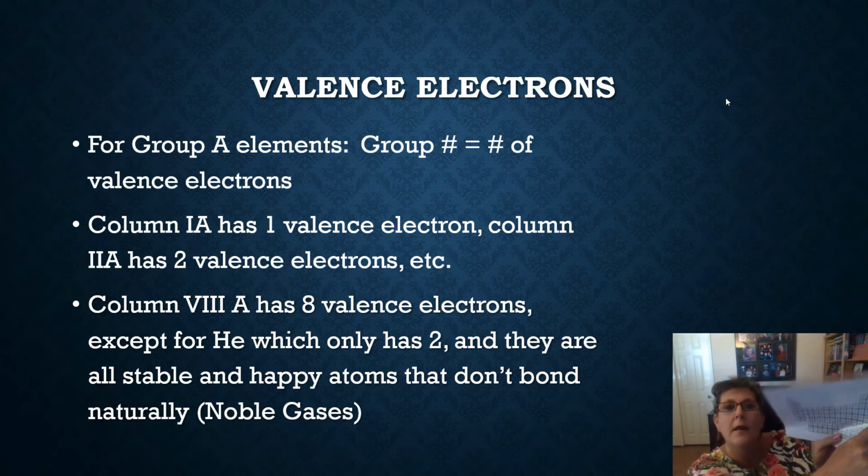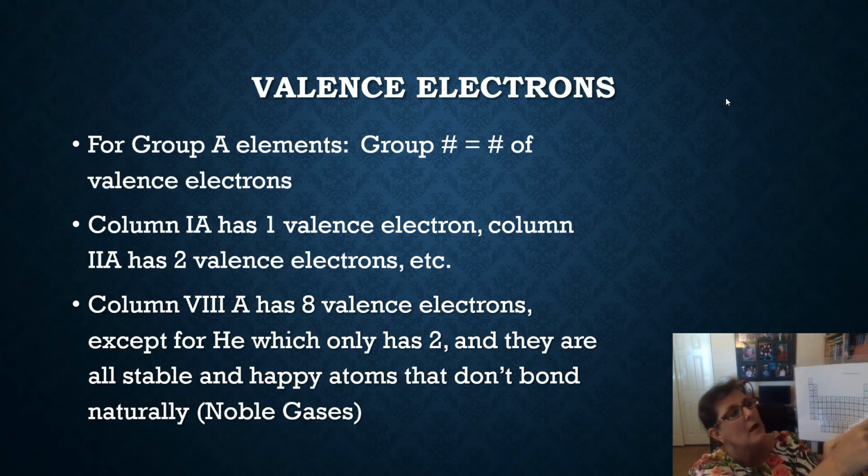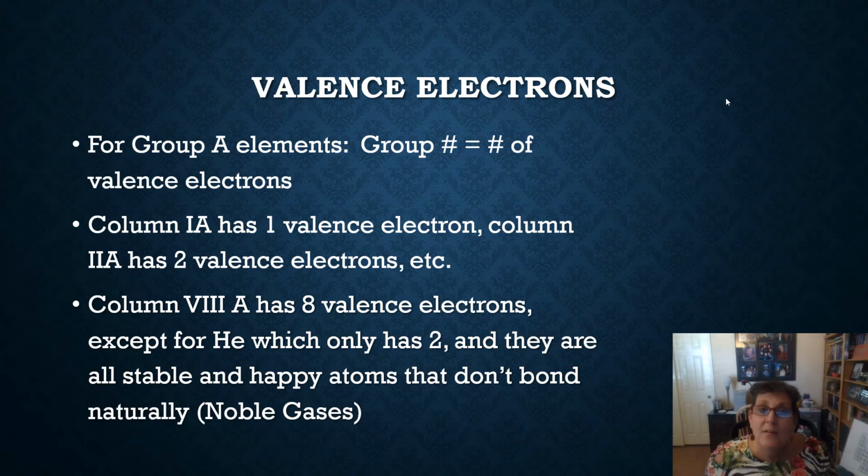Kr, krypton. Krypton's the last column. Go to the top. You should have an 8 up there. 8 valence electrons. And so that's how you know how many valence electrons there are. And that's pretty much what we need to know from this slide.